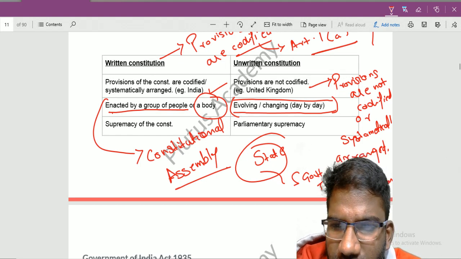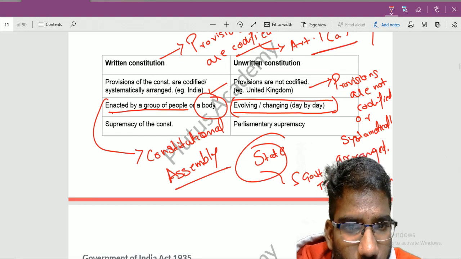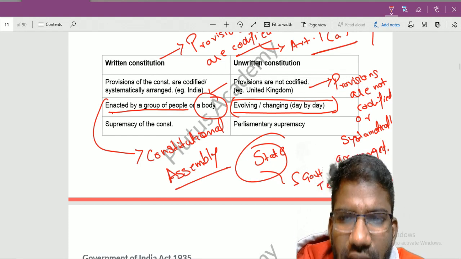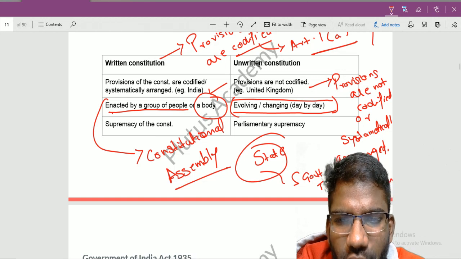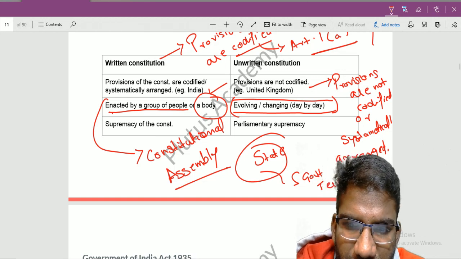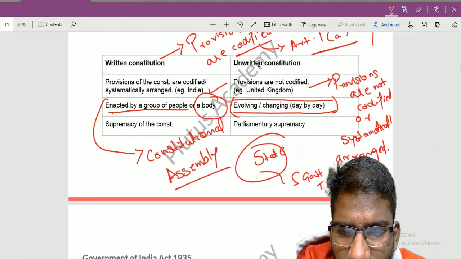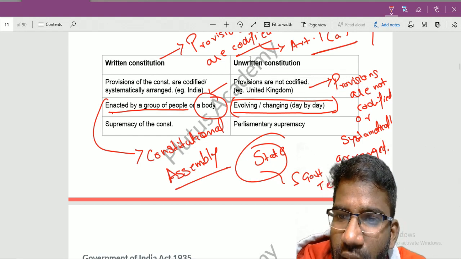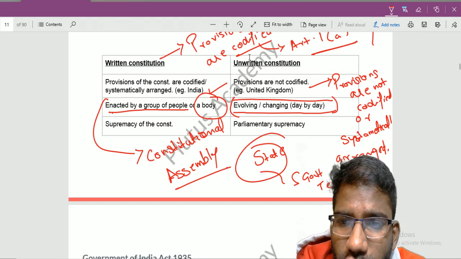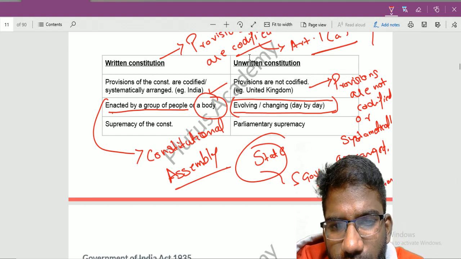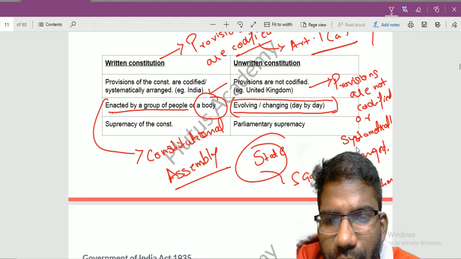In case of a written constitution, the provisions are codified. In case of an unwritten constitution, the provisions are not codified. A written constitution is enacted by a group of people or a body; in case of India, it was the Constituent Assembly. An unwritten constitution is evolving and changing day by day. In a written constitution we have constitutional supremacy, the constitution is above everything, and in an unwritten constitution we have parliamentary supremacy.